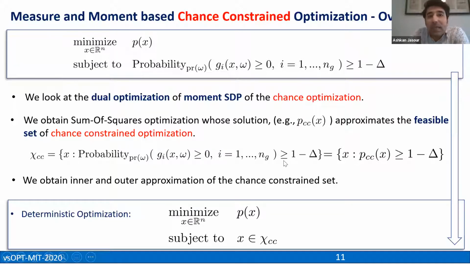I am going to replace this chance constraint with the deterministic constraints in terms of polynomial. This polynomial is the solution of sum of squares problems. By doing so, I'm going to obtain both inner and outer approximation of the chance constraint set. And then by obtaining this set, I can turn this chance constraint problem into a deterministic optimization problem with respect to new deterministic feasible set for the problem. So these are the overall steps that we need to take.